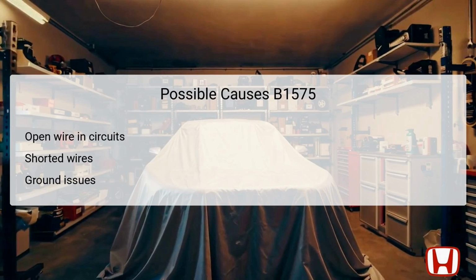The DTC B1575 can be caused by several possible issues within the vehicle's wiring and components. One primary cause is an open wire in the circuits related to the automatic lighting system, which may lead to failure in the signals sent to or from the automatic lighting control unit. Additionally, shorted wires between the circuit lines can disrupt normal communication and lead to malfunction. Grounding issues can also contribute to this problem. Poor ground connections can prevent the components from receiving the necessary voltage, causing failures. Each of these potential causes highlights the importance of thorough examination of wiring and connections when diagnosing this specific DTC.